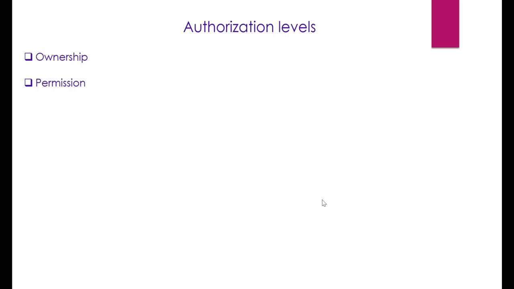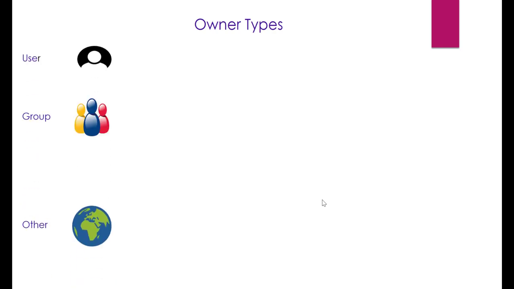Let's have a look at what an ownership authorization is and what a permission authorization is. In an ownership authorization, there are three types of owners, which are user, group, and other. A user owner means the owner of the file or directory who created that file or directory. So by default, the user who created a file is going to be the owner of that file.